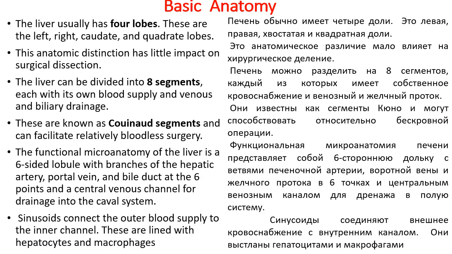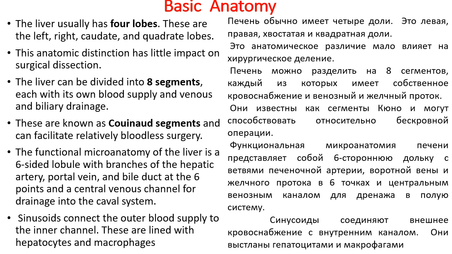The liver usually has 4 lobes: the left, right, caudate and quadrate lobes. This anatomical distinction has little impact on surgical dissection. The liver can be divided into 8 segments, each with its own blood supply and venous and biliary drainage. This is known as the Couinaud segments and can facilitate relatively bloodless surgery.